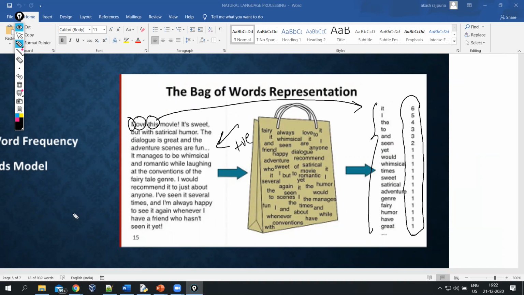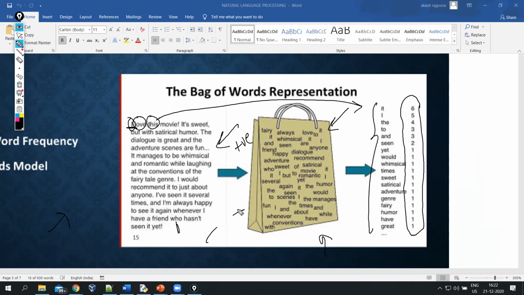I will give you one interesting fact about this. It is called the bag of words model because, as the things in a bag are random, here the words are also random. So it doesn't focus on whether a word appeared first here or there.